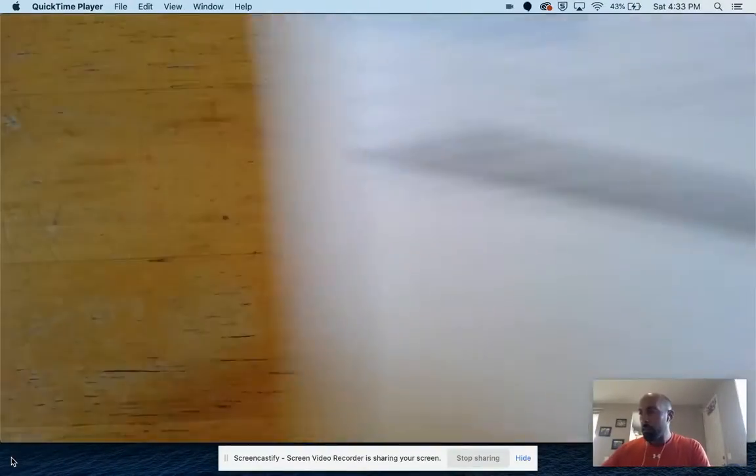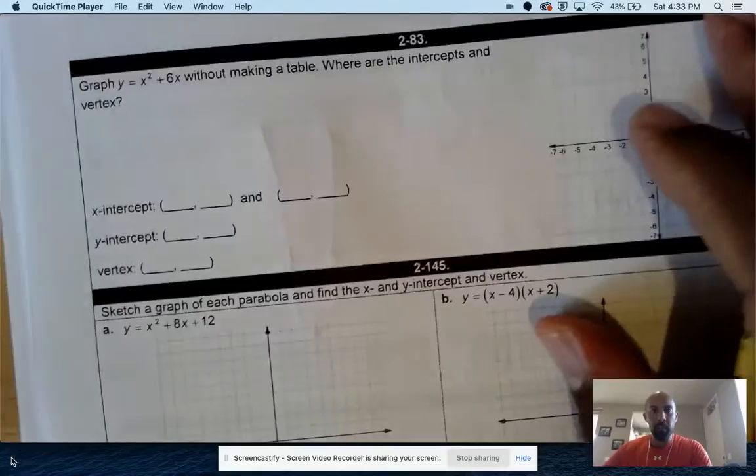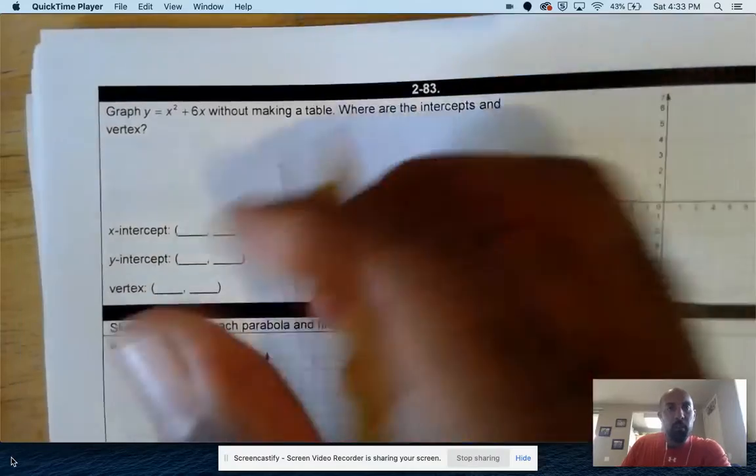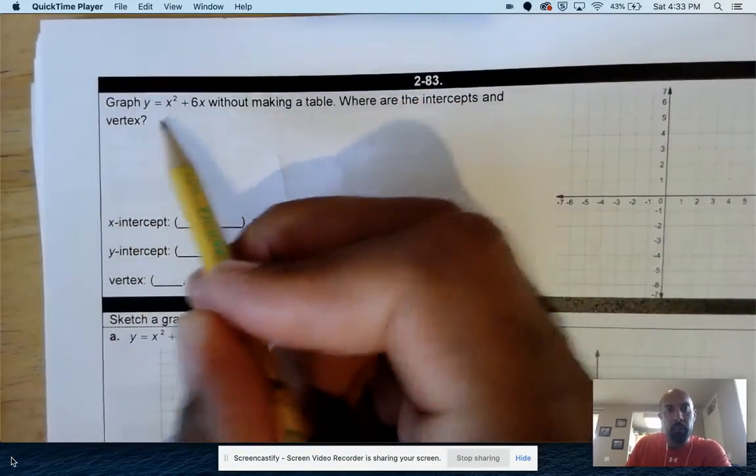Okay, so now on the back side of your, let me move my camera a little bit. Back to your homework. So we've got to graph this equation.